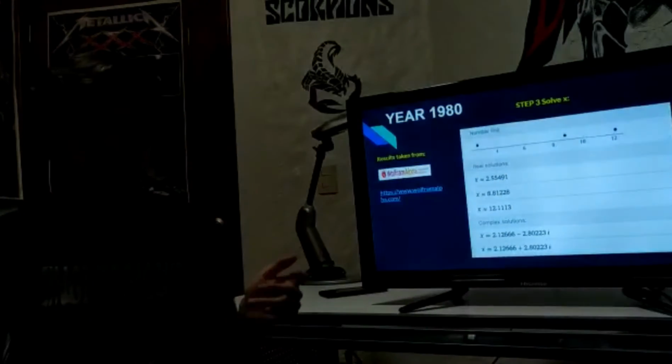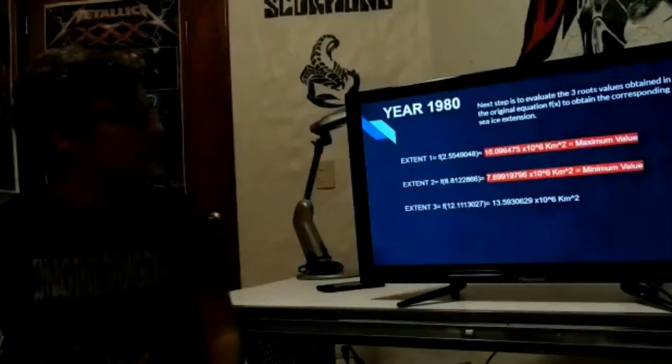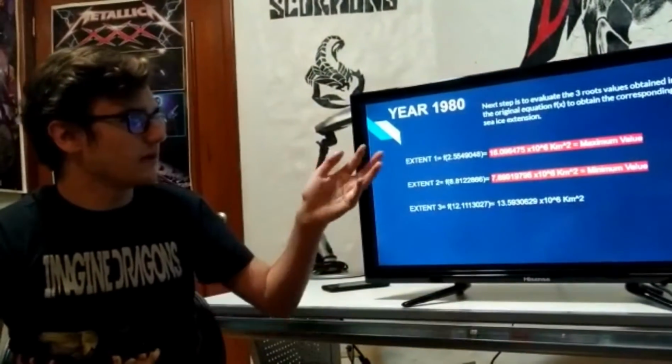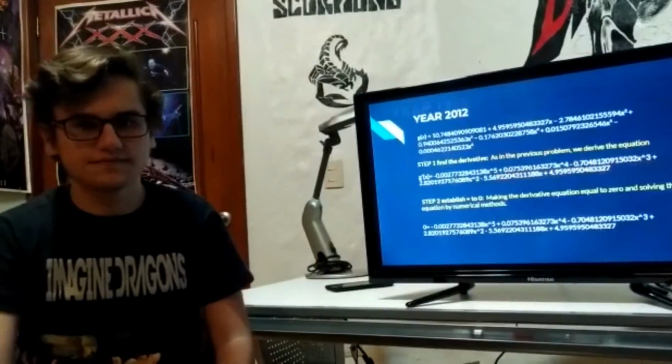by numerical methods. Here we have the results: we have 3 real solutions, and the next step is to evaluate the 3 roots and we will get a maximum value and a minimum value.